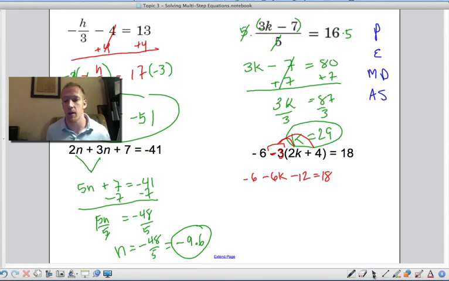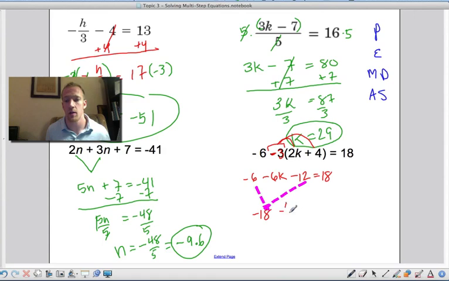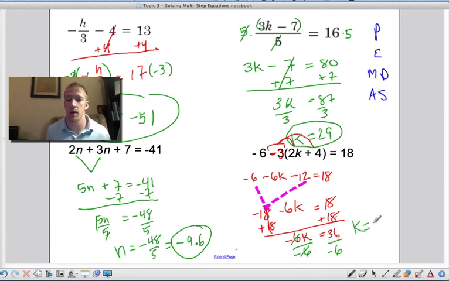So now I can combine like terms. And that gives me a negative 6k. Numbers are like terms. So negative 6 and negative 12 is negative 18. Minus 6k equals 18. Now I just follow my steps. Add that to eliminate. That gives me negative 6k equals 18 plus 18 is 36. And then divide by negative 6 so that the negatives cancel. K equals 36 divided by negative 6 is negative 6.